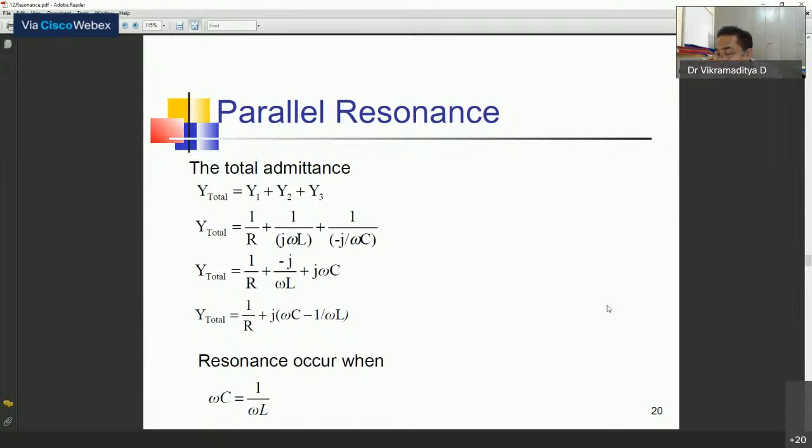So we find the admittance. Admittance is nothing but y1 plus y2 plus y3. What is the admittance of R? It is 1 upon R. What is the admittance of inductance j omega L? It is 1 upon j omega L. And what is the admittance of the capacitance of value minus j upon omega C? It is nothing but 1 upon minus j upon omega C. You just substitute these values as shown in the figure. The slide is in front of you.